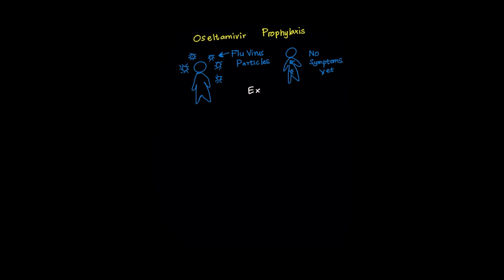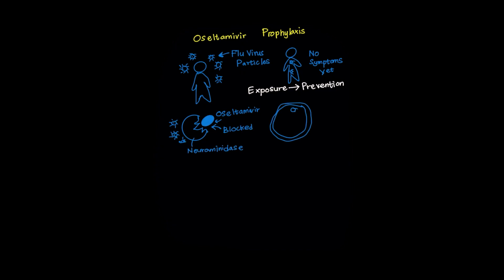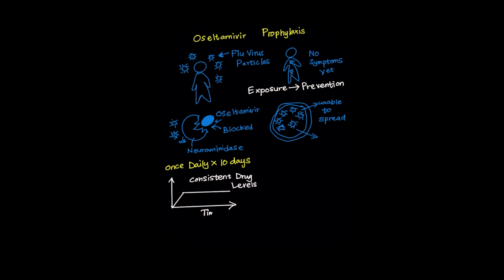Oseltamivir prophylaxis requires specific dosing to prevent influenza after exposure. When someone is exposed to influenza, the virus begins replicating but hasn't caused symptoms yet. Prophylactic oseltamivir works by inhibiting neuraminidase enzyme, preventing newly formed viral particles from spreading to other cells. The key is once daily dosing for 10 days, which maintains therapeutic levels to block viral spread throughout the incubation period. This differs from treatment dosing, which is twice daily for active infection.